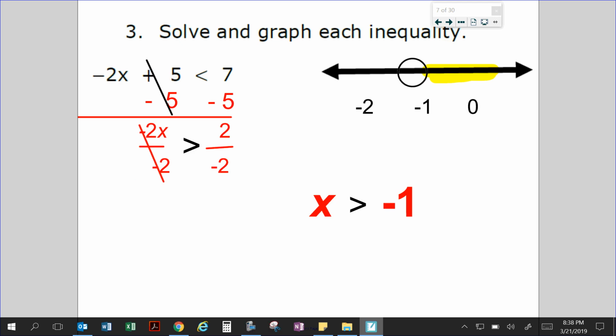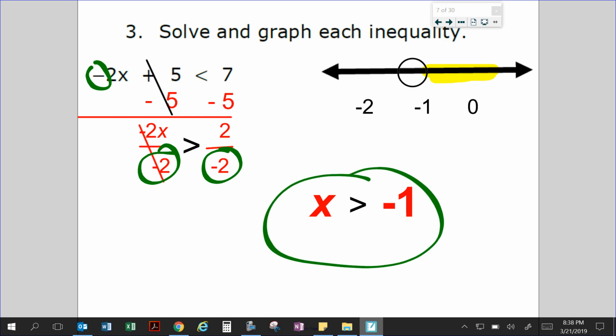Number 3, next question. Subtract 5 from both sides. So it's negative 2x is less than 2. But wait, hold up. I'm dividing by negative 2. Remind yourself, when you multiply or divide by a negative number, you have to flip the inequality sign. This means you do the opposite. So that's why x is more than negative 1. So it's an open dot, and you highlight the numbers that are more than negative 1, such as 0, 1, 2, 3, the positive numbers.